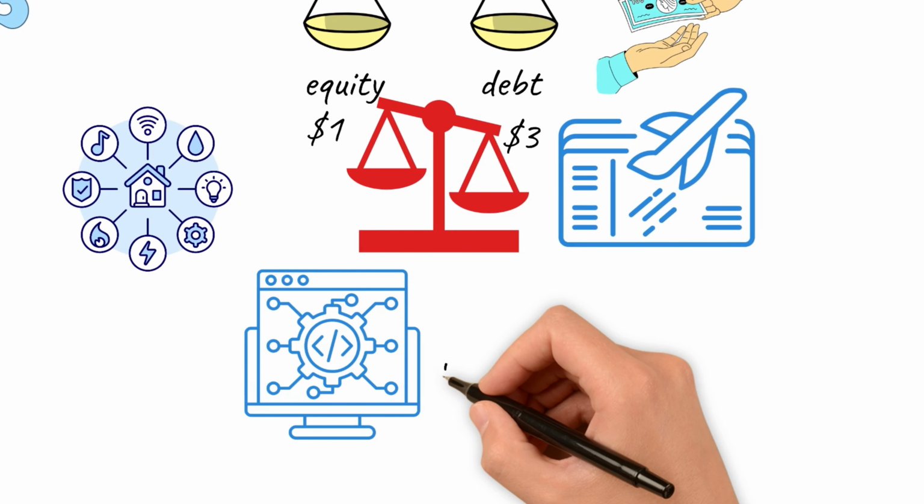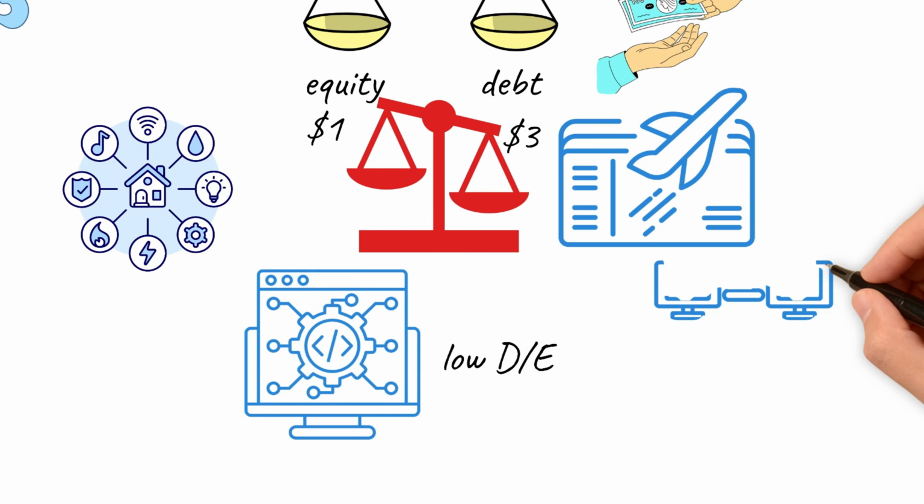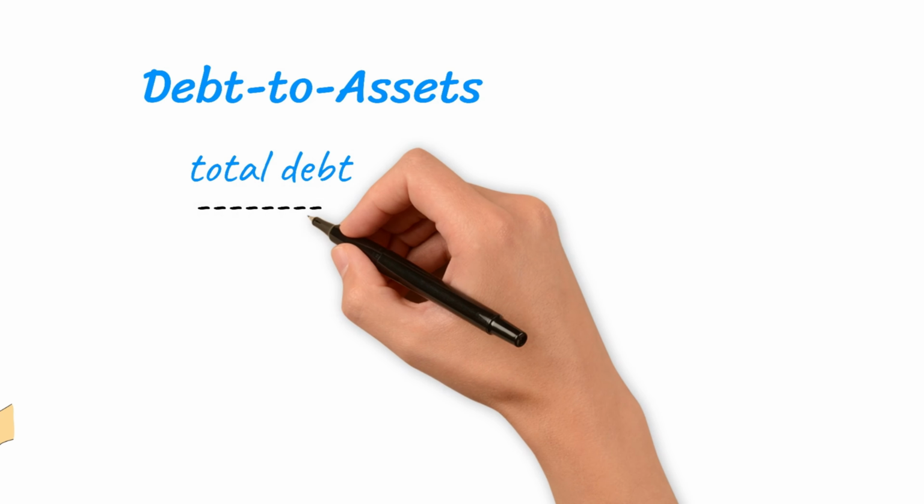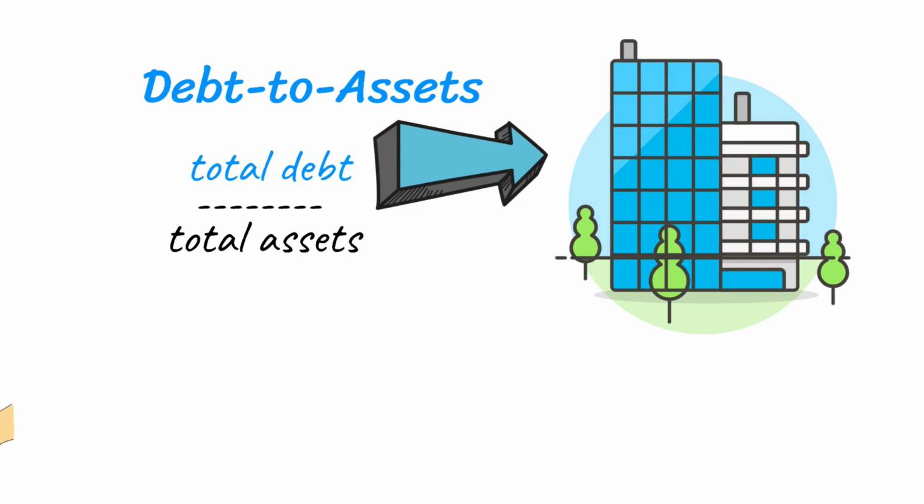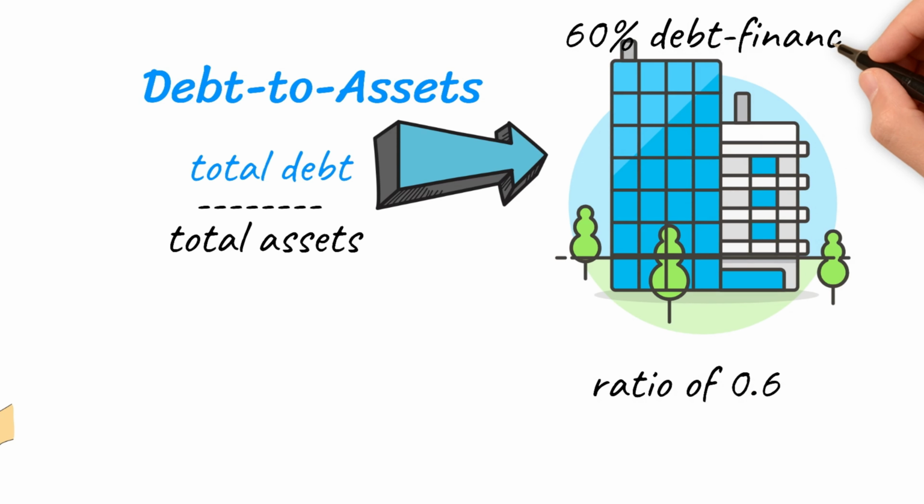Tech companies tend to carry low D/E. Always compare D/E within the same industry. Debt to assets is simpler. Total debt divided by total assets. It tells you what percentage of everything the company owns is funded by debt. A ratio of 0.6 means 60% of assets are debt financed.